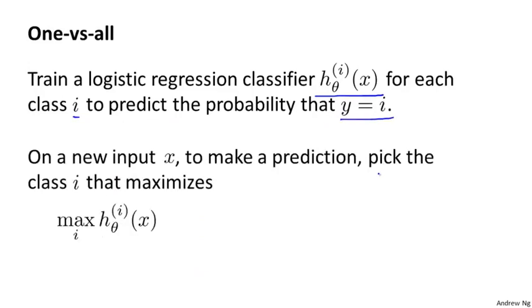Finally, to make a prediction, when we're given a new input x and we want to make a prediction, what we do is we just run all 3 of our classifiers on the input x, and we then pick the class i that maximizes the 3. So we just basically pick whichever one of the 3 classifiers is most confident, or most enthusiastically says that it thinks it has the right class. So whichever value of i gives us the highest probability, we then predict y to be that value.